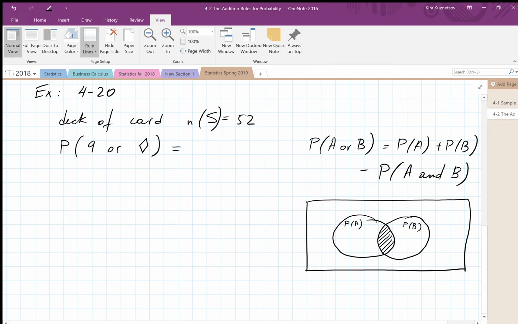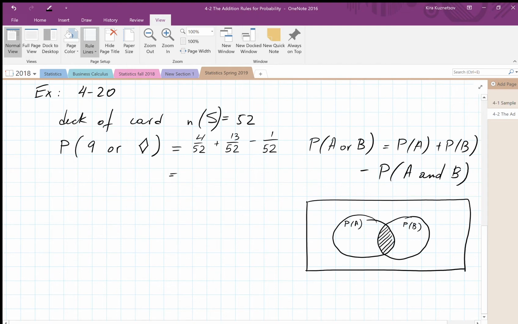To finish this problem, well, I know that there are 4 nines in a deck. So the probability of getting a 9 has to be 4 out of 52. Now, as far as diamonds, there are 13 diamonds. But notice, the 9 of diamonds was counted twice. Once when you were counting the 9s, and the other time when you were counting the diamonds. What you have to do is take that one out. That's a minus.